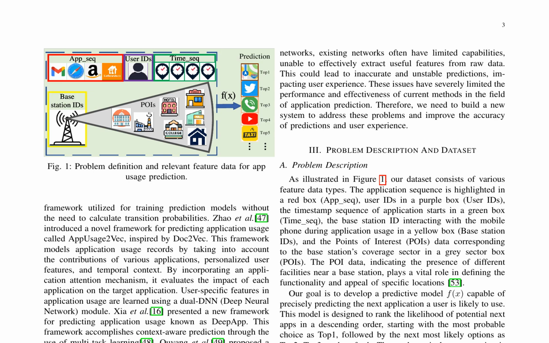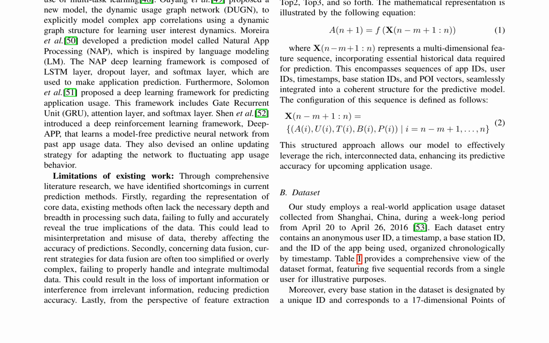data types such as application sequence, user IDs, timestamp sequence, base station ID, and points of interest (POI) data. The paper identifies limitations of existing work in application usage prediction, including inadequate representation of core data, oversimplified or overly complex data fusion strategies, and limited capabilities of feature extraction networks. To address these issues, the paper proposes a new system that can improve the accuracy of predictions and user experience.